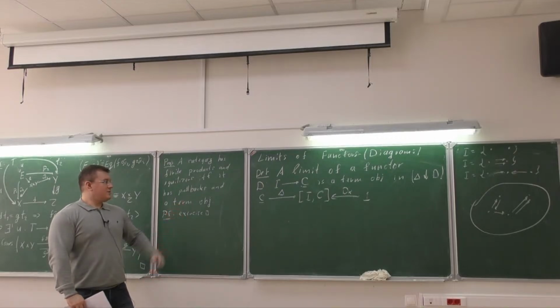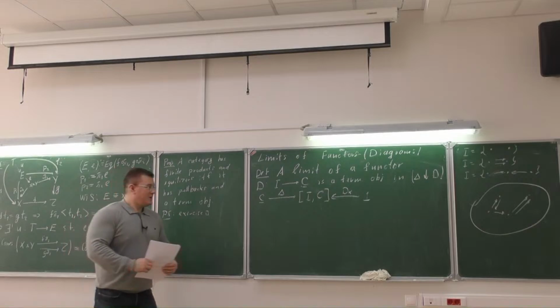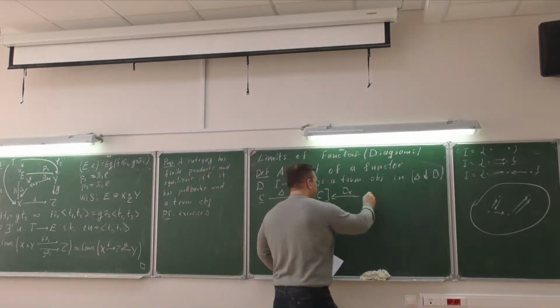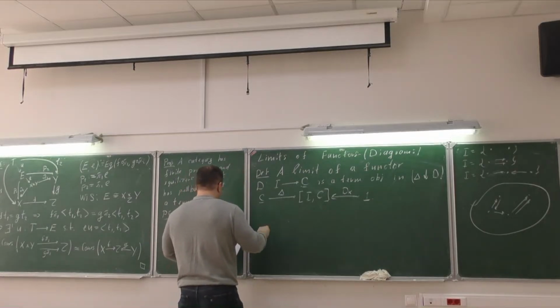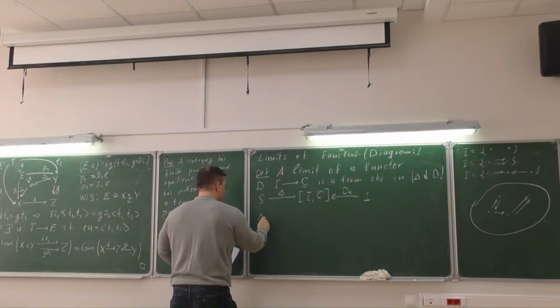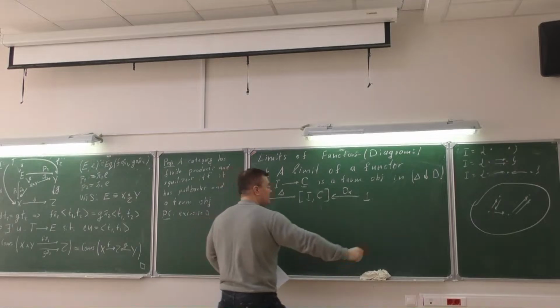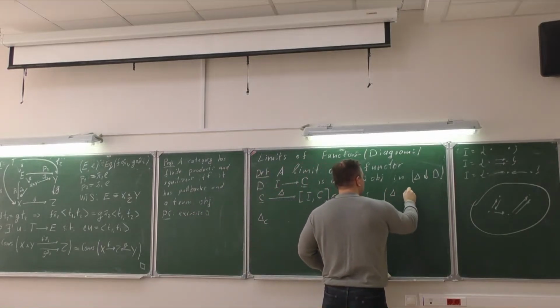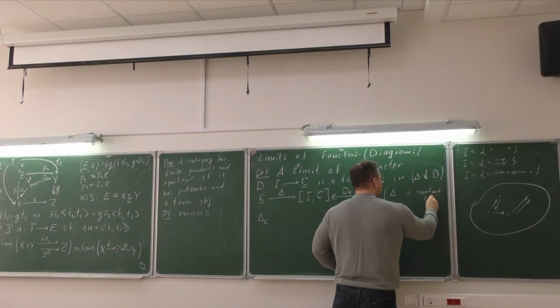The problem with this definition is that you can't understand anything that's going on in it, just a bunch of words. So let's think about this a little bit differently, what this information represents. The object in such a comma category is supposed to be a map from the constant functor. So in this case, delta is the constant functor.